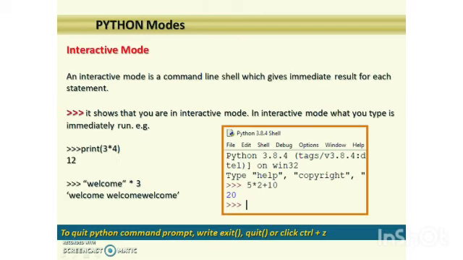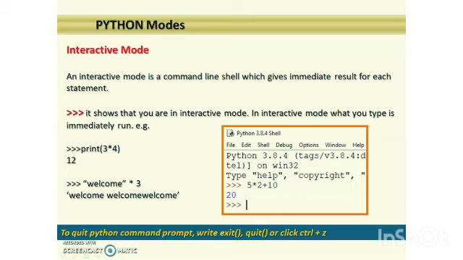There are two modes in Python. Interactive mode: an interactive mode is a command line shell which gives immediate result for each statement. As you run a statement on the Python shell, it gives an immediate response. As you can see, the three greater-than symbols or three arrows is called the Python shell, and here I am writing the statement print 3 * 4, it will give the result 12. So it is called interactive mode. It gives response immediately.